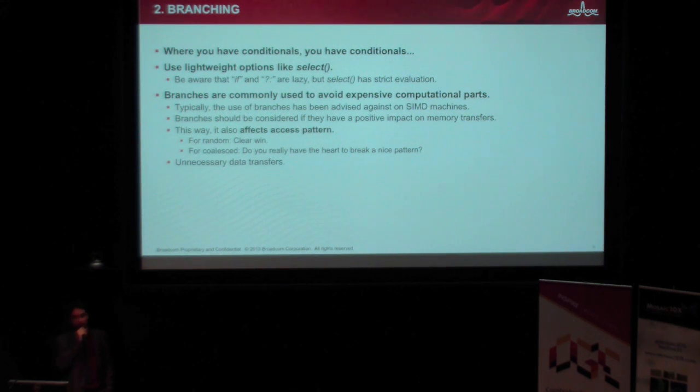However, for coalesced access it's the contrary, because there is a great chance that you just introduce the cost of the branching, but the data you want to skip will be fetched anyway. So the rule of thumb is that every data transfer hurts, but the unnecessary ones hurt the most.